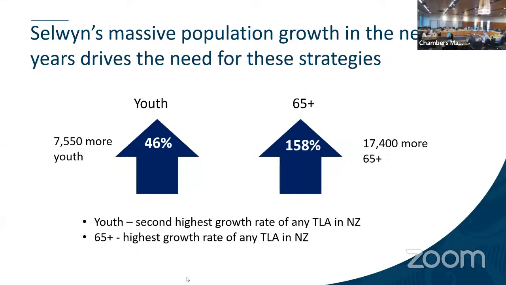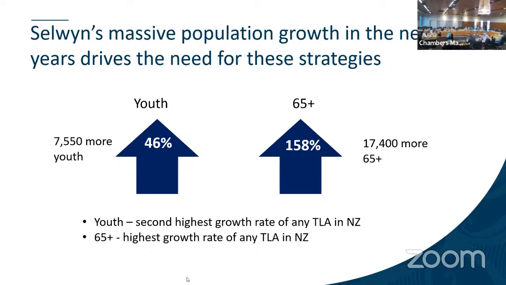So why are we working on a youth and ageing strategy for Sawan? Population growth is the primary driver for these strategies. You'll all be aware of the massive population growth across the whole district. In the next 20 years, the youth and the 65 plus population growth is considerable and over twice the national growth for these groups. The youth growth rate is 46% for Sawan compared with 11.4% for New Zealand.